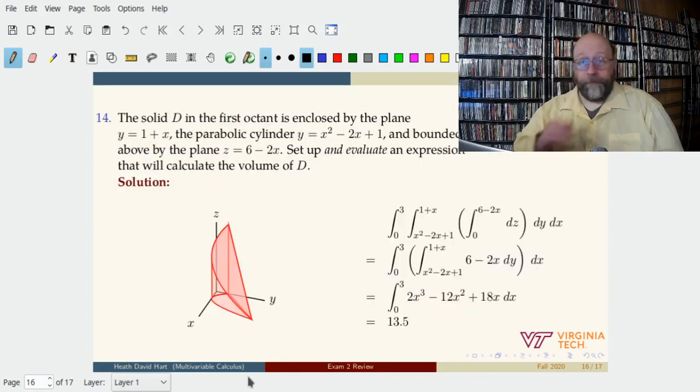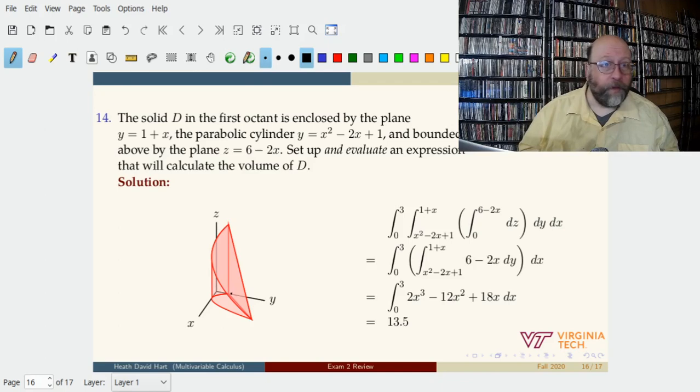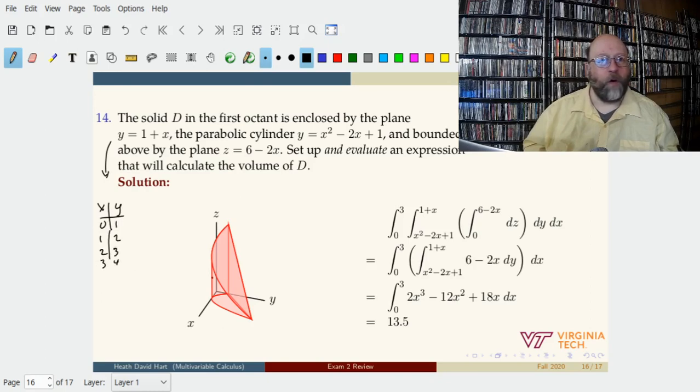Two more. This solid in the first octant is enclosed by the plane y equals 1 plus x. Okay, so let's talk about that plane here. That's when x is 0. Let me make a table. Let's do it this way. y is 1 when x is 0, when x is 1, y is 2, when x is 2, y is 3, when x is 3, y is 4.